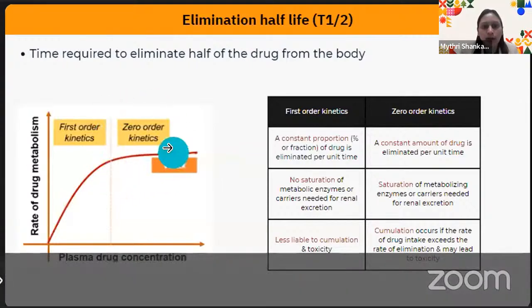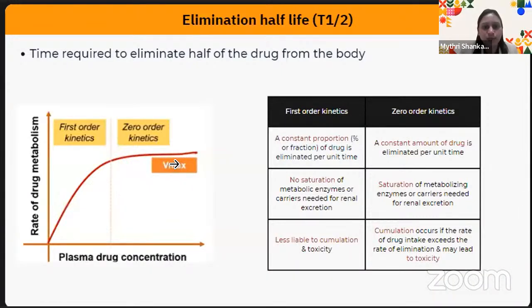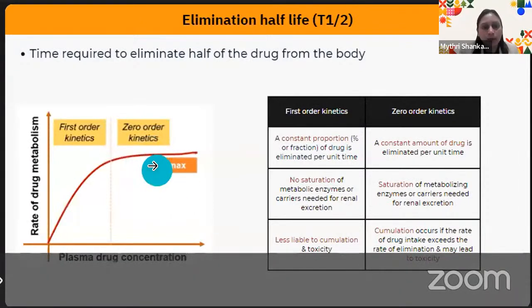If you look at zero order kinetics, a constant amount of drug is eliminated per unit time, and all the metabolizing enzymes and carriers are saturated. And the drug or the metabolites get accumulated and cause toxicity. So it is better to avoid drugs with zero order kinetics, and the drugs which follow first order kinetics are useful.